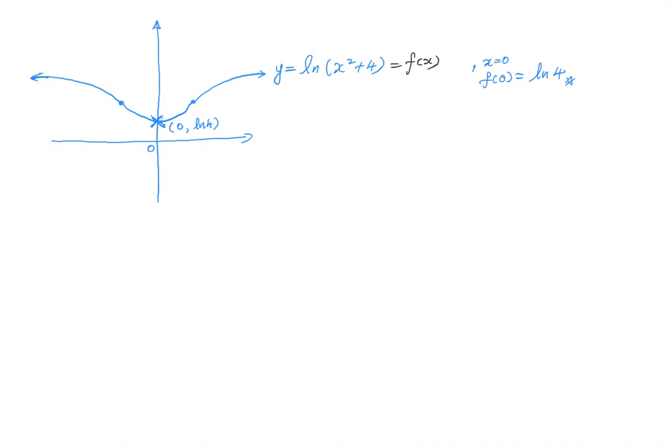Do you get 1 point something, decimal stuff? Yes, 1.3862. Ln 4 is 1 point something, because e is 2 point something, so ln 4 is 1 point something. Okay, got it? Now how do we find the x coordinate of this point?